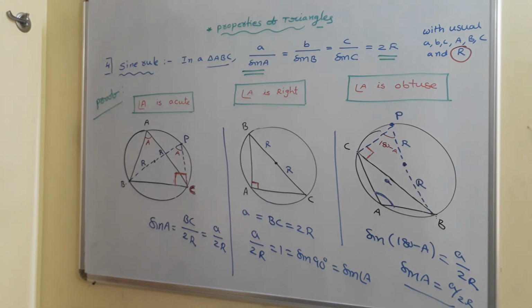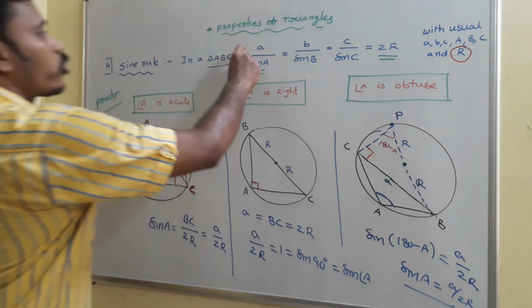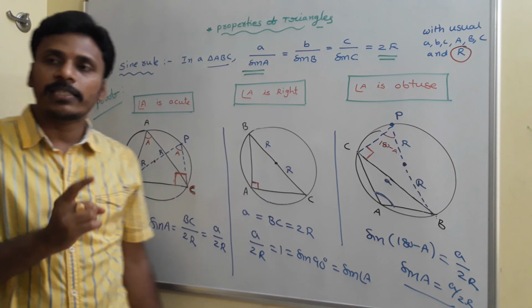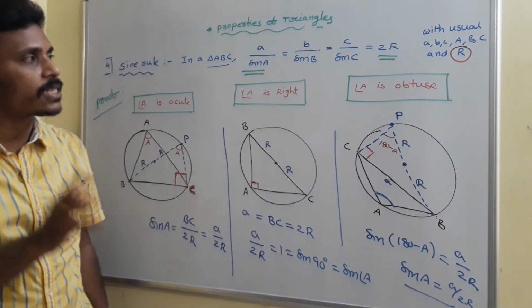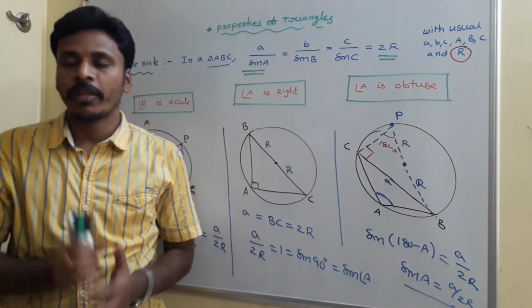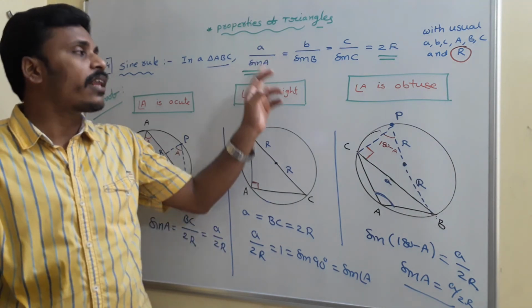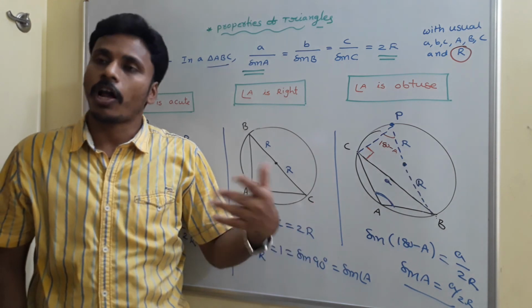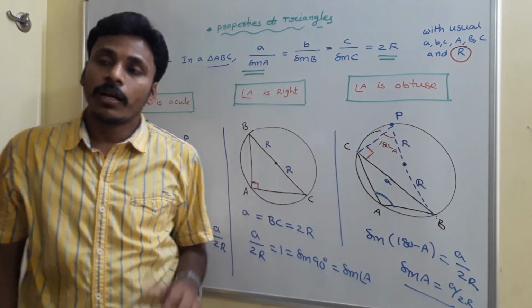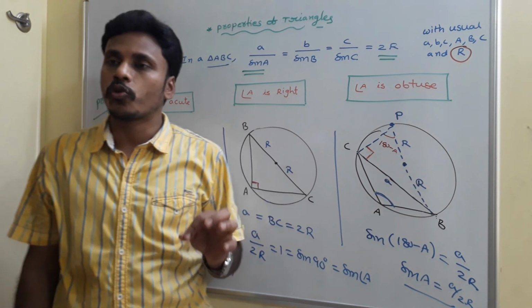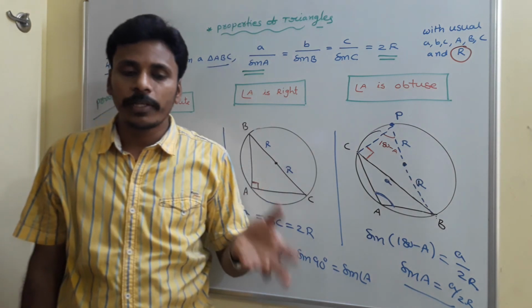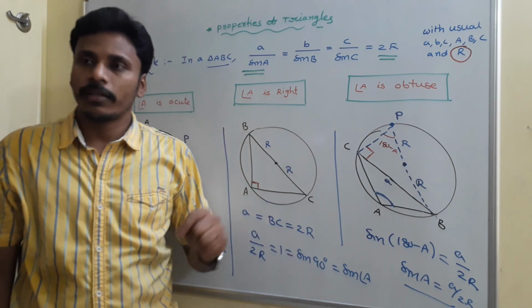We need to prove the sine rule. What is that sine rule? a by sine A is equal to b by sine B is equal to c by sine C is equal to 2R. a, b, c are the sides, capital A, capital B, capital C are the angles, and capital R is the circumradius. Right? If you prove a by sine A is equal to 2R, that's enough to say b by sine B and c by sine C are also 2R. Now to prove that, you need to think about angle A in the triangle. We don't know the specific measurement of angle A.